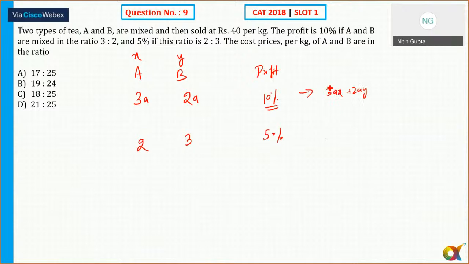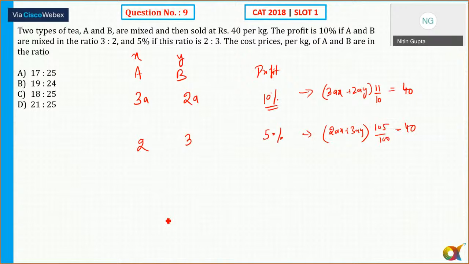And the profit is 10%, so multiplied by 11 by 10, and that comes out to be equal to 40, isn't it? That is equal to 40. In the second case, it says 2aX plus 3aY into 5% profit. So I can say 105 by 100, and that is equal to 40.